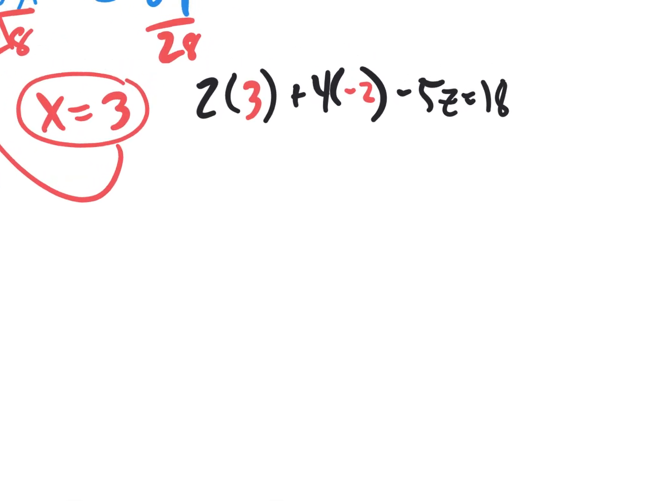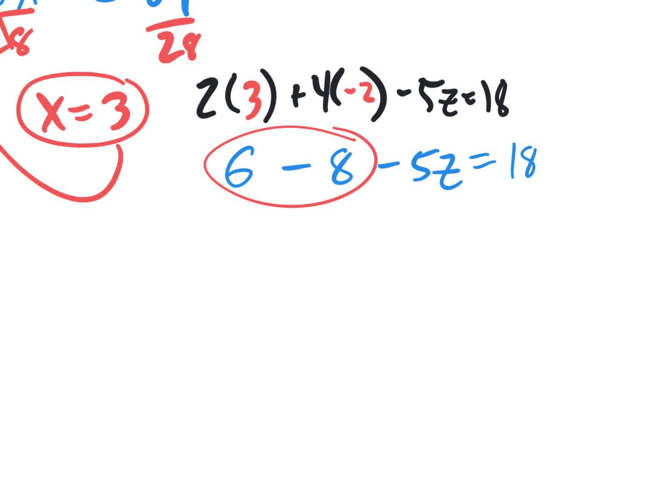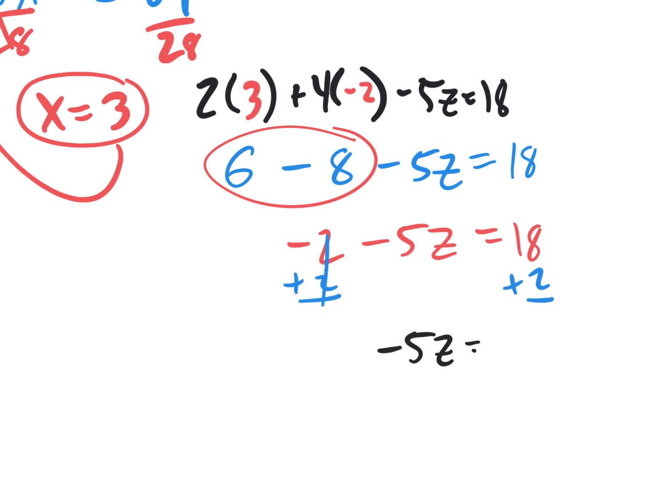So 2 times 3 is 6. 4 times negative 2 is negative 8. Bring down the minus 5z. Bring down the equals 18. And of course, 6 minus 8 is negative 2. So we really have a negative 2 minus 5z equaling 18. And I get rid of the minus 2 by adding 2. Adding 2, we'll have a negative 5z equaling 20. And you divide by negative 5, divide by negative 5. z equals negative 4.